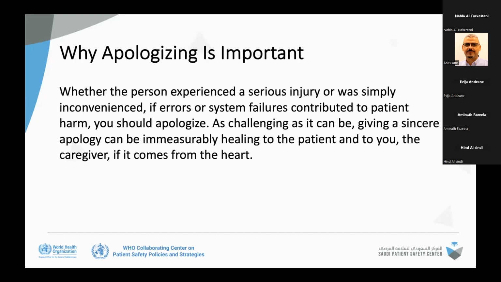So why is apologizing important? Whether the person experienced a serious injury or was simply inconvenienced, if error or system failure contributed to patient harm, you should apologize. As challenging as it can be, giving a sincere apology can be immeasurably healing to the patient and to you, the caregiver, if it comes from the heart.